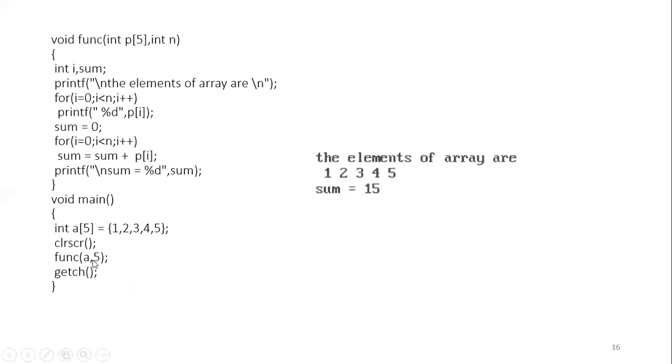Now, whenever I am calling the function, here I am passing the array name and the number of elements. Now the control is transferred here. Now what does P contain? P contains the address, it is nothing but a reference to A. N is containing the value 5.